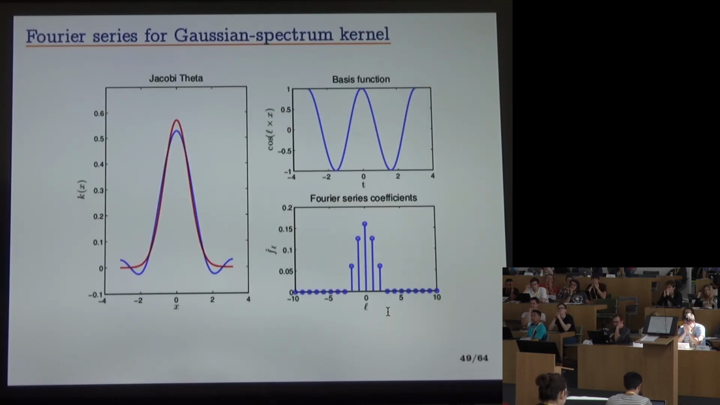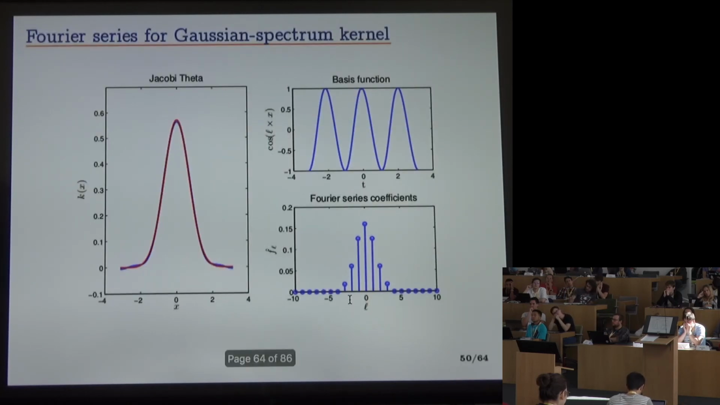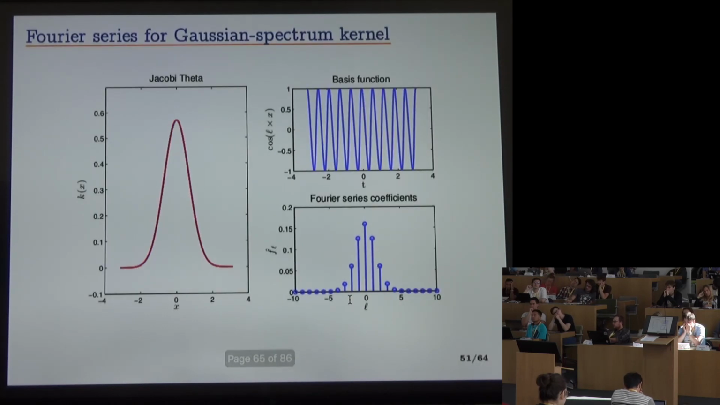Let's add a second cosine with double the frequency. And I'm using here this weight. Remember, the weights are decaying like a Gaussian. It's already looking better. Let's add a third cosine. It's looking better still. And basically, if I add all the cosines, my approximation to my kernel using these Fourier basis functions is looking very good.